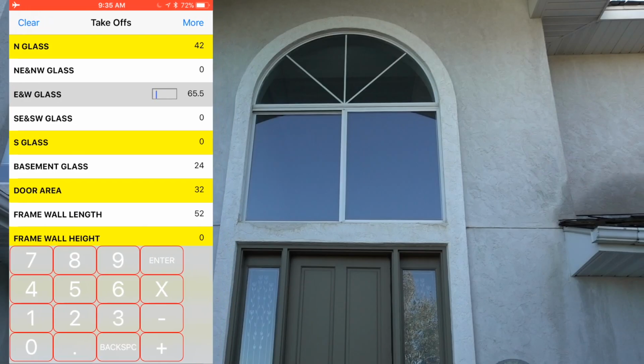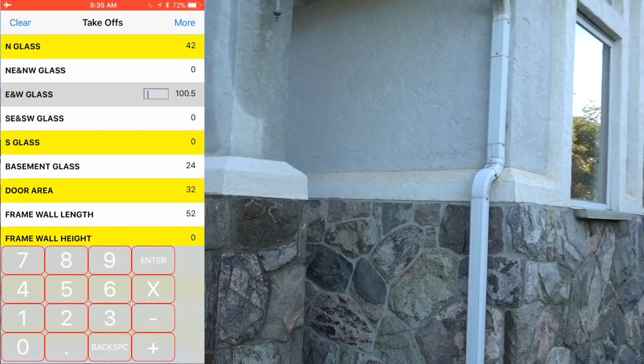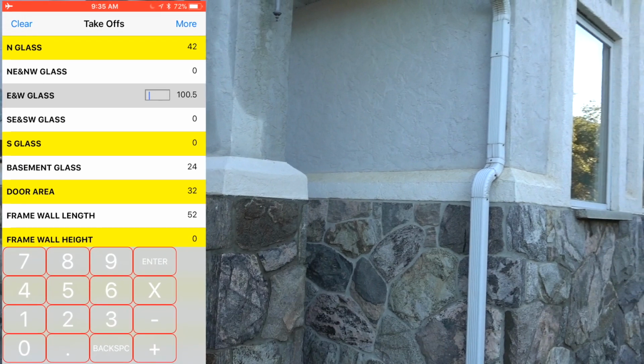And then above the door we have a 5 foot wide by 7 foot tall transom above the door glass. So I'm going to say 7 times 5, backspace, 5 plus. Okay. Now the house jogs out again. And it should be 10 feet, which it is 10 feet. So I'm going to go down here to frame wall length, 10 plus.